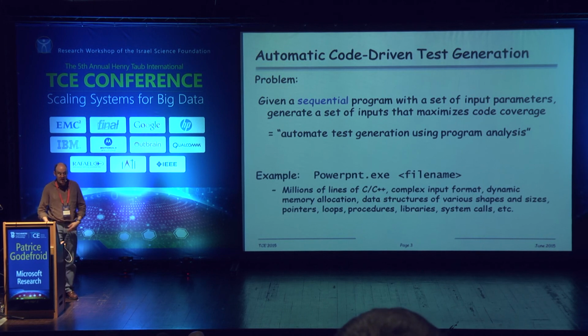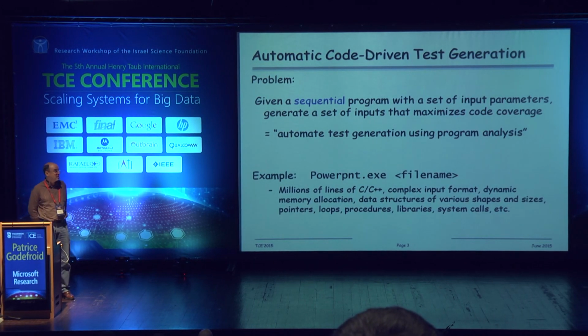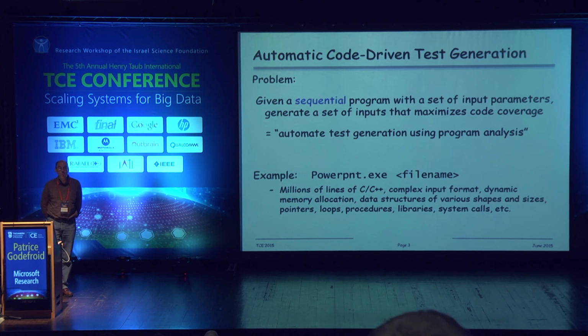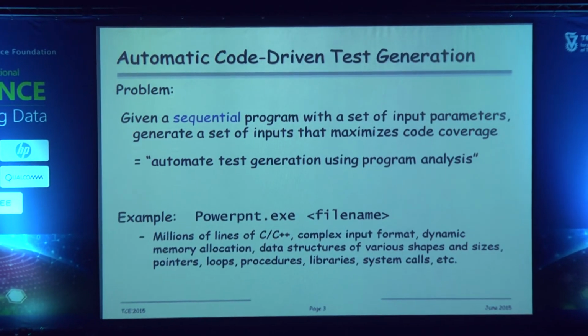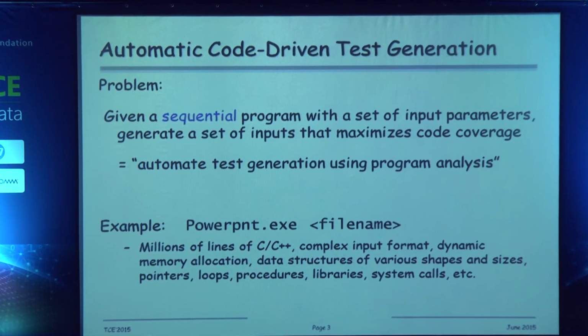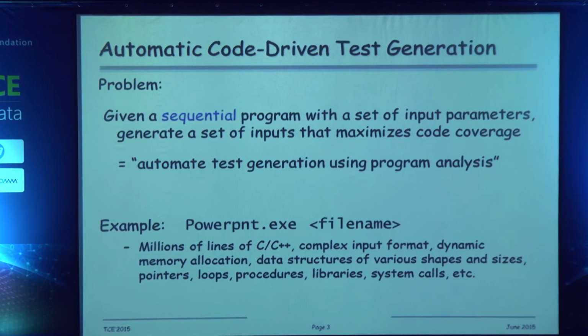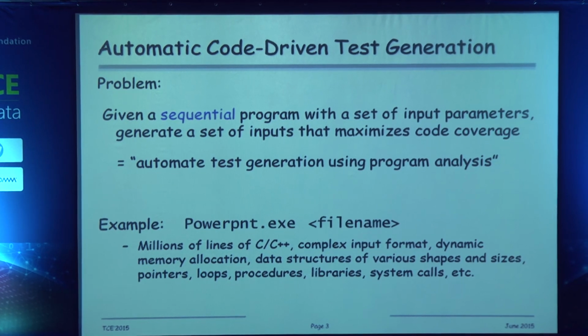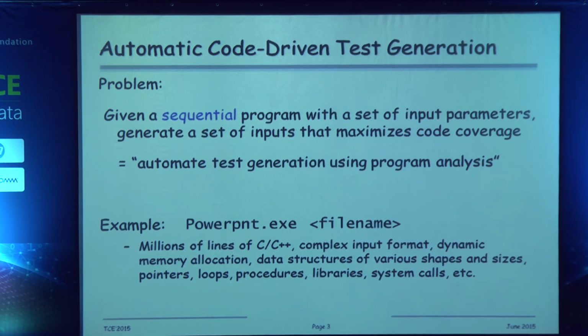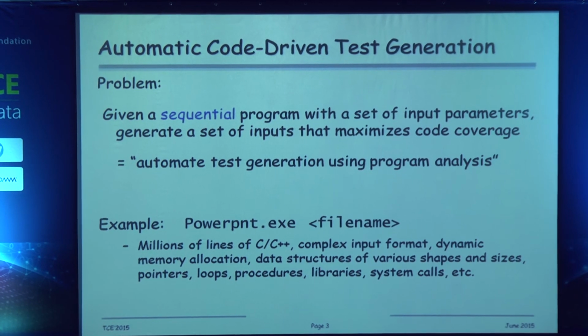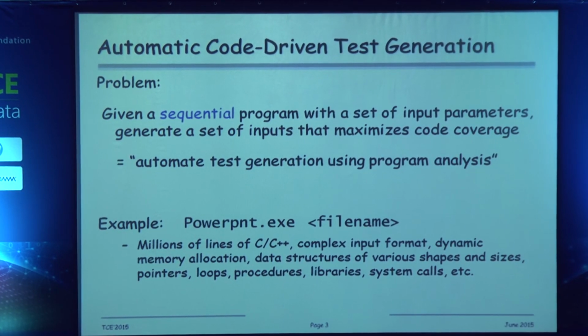So for instance, if I have this program, PowerPoint, which I'm using here, the goal is to generate automatically a set of PowerPoint presentation files such that if I execute PowerPoint with this set of files, I would maximize code coverage of PowerPoint itself, the program. So for instance, I could get 50%, 70% code coverage. That would be great. Now, PowerPoint is a very complicated program. So I'm not talking about a program that fits on one page. Millions of lines of code, complex input format, dynamic memory allocation, I mean, real programs, right?